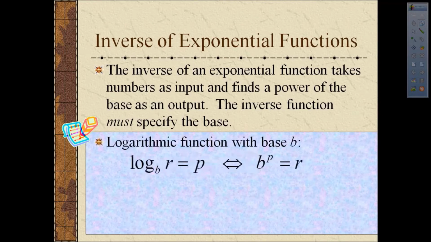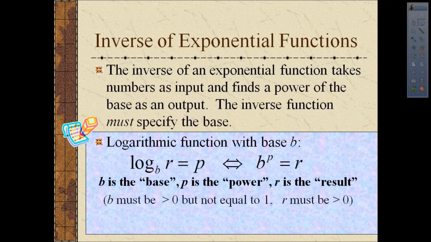So a logarithmic function with base b looks like the expression on the left. We read that log base b of r is equal to p, and that is the reverse of the statement b to the p power equals r. So think of b as the base, p as the power, and r, I think of it as like the result. We can trace the result back to the power that it came from using a logarithmic function.